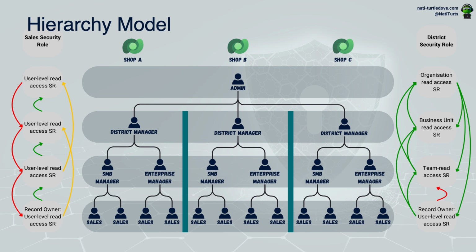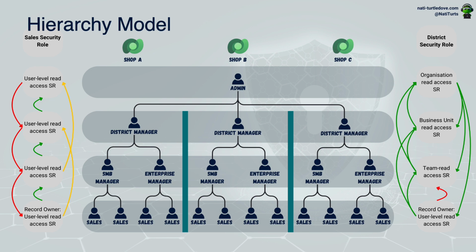So as a district manager, despite the records being read only for users and owned by users, their district security role is overlapping that now and granting additional access, saying that they've got business unit read access, team read access, organizational read access on a user owned record, sorry. And that's kind of how this whole model is falling into place. So it looks pretty nice, actually.